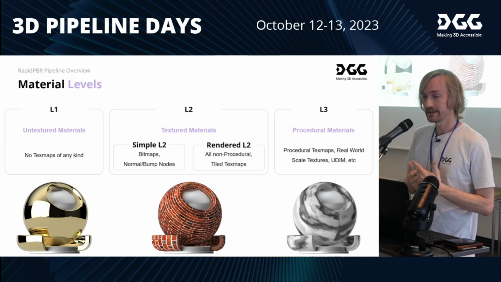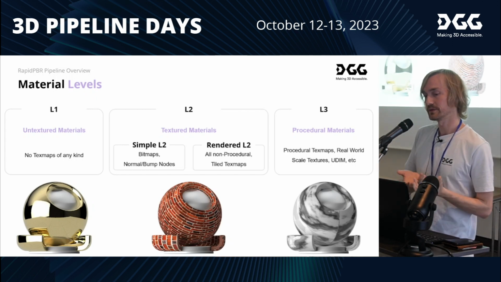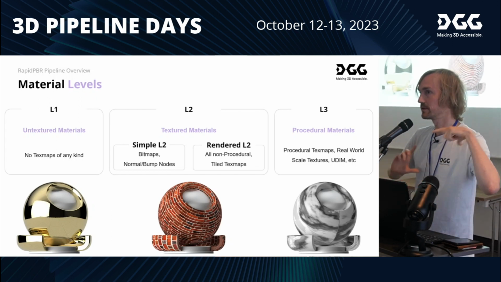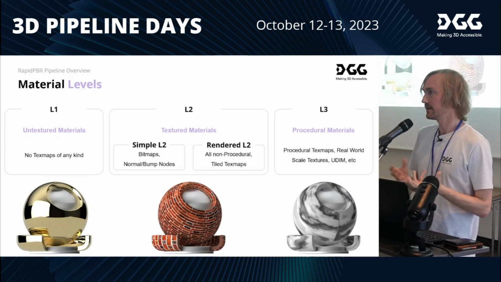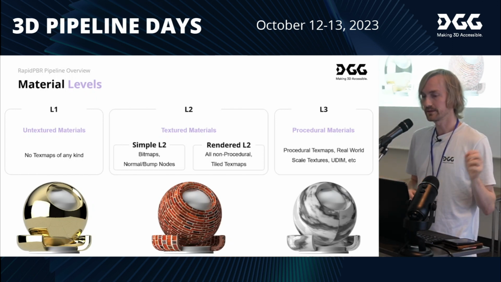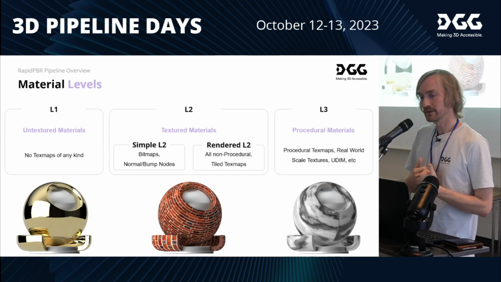With or without tiling, and everything that's basically textures that are non-procedural. They consist of pixels, and that's what I get. I can take that and translate it into something I can use in real time. The most tricky part is having procedural materials.